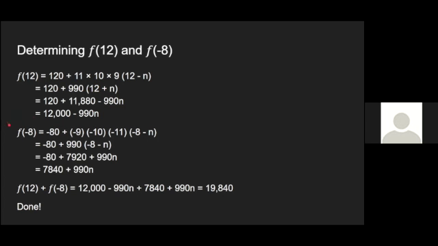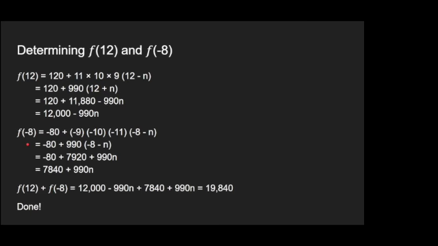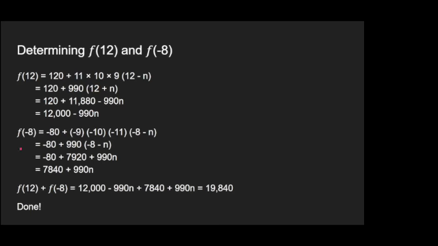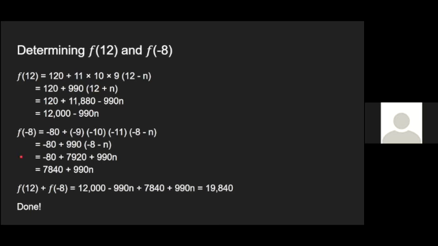And for f(-8), we get negative 80 plus negative 9 times negative 10 times negative 11 times (negative 8 minus n). This equals negative 80 plus negative 990 times (negative 8 minus n). So then we get negative 80 plus 7,920 plus 990n. This equals 7,840 plus 990n.